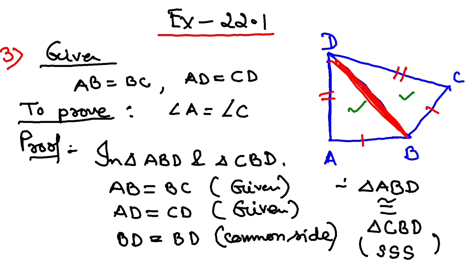Now, if two triangles are congruent, then their corresponding parts are equal. That means corresponding angles are equal, corresponding sides are also equal. So if we have ABD congruent to CBD, we will have angle A equal to angle C, because the corresponding angle of A is C. So if we take A from here, we have to take C from here. So we can write angle A equal to angle C because they are corresponding parts.